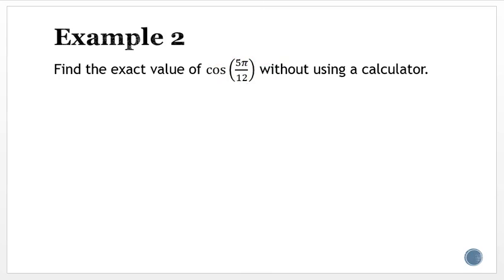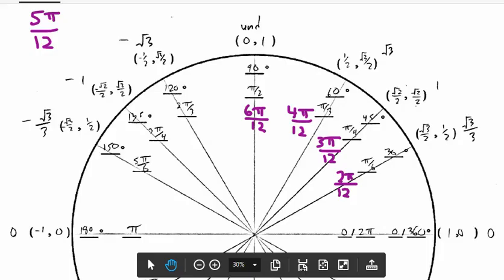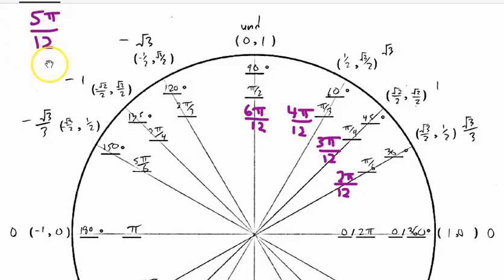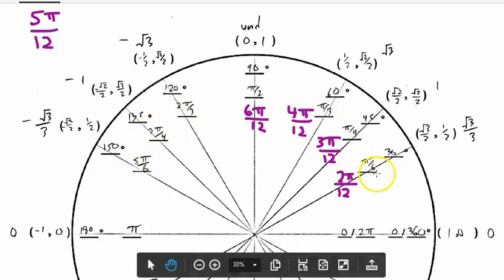So now let's look at our unit circle for reference. We're trying to find two numbers that add or subtract to give us the 5 pi over 12 value. But the problem with adding and subtracting fractions is you need a common denominator before you can add the numbers. So what I've done is I've rewritten these angles going around the unit circle with a denominator of 12.